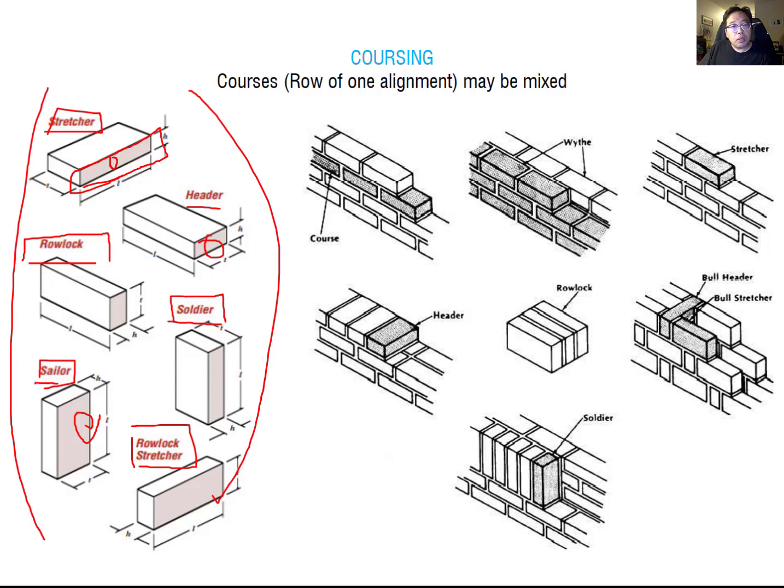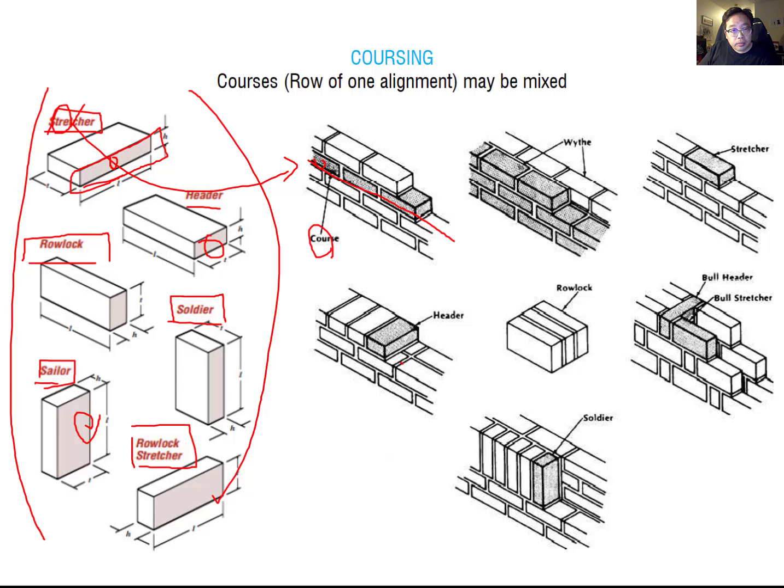And now we talk about the coursing. What is the coursing? This is a continuous brick layer. You can see the stacking. The brick is usually stacked layer by layer. One single continuous layer is called a course. So here, they're using the stretcher facing, so it's called the stretcher coursing.